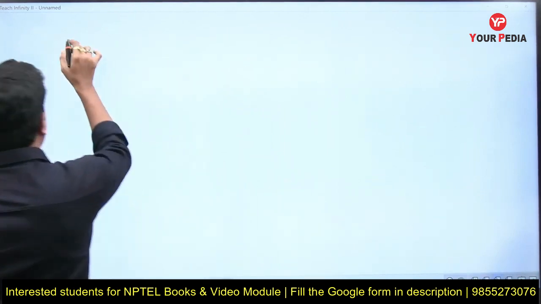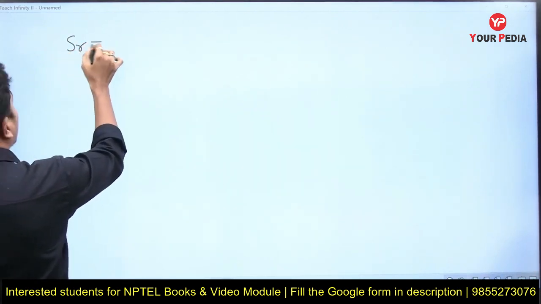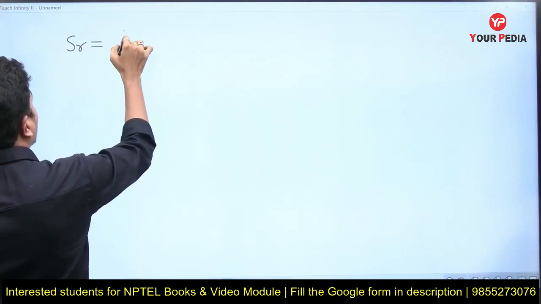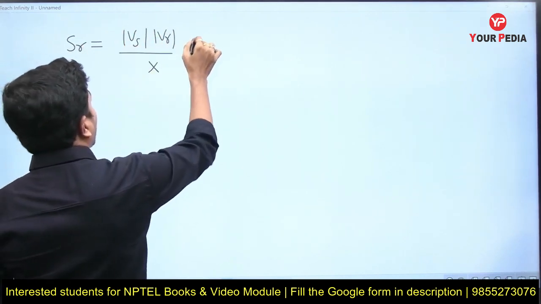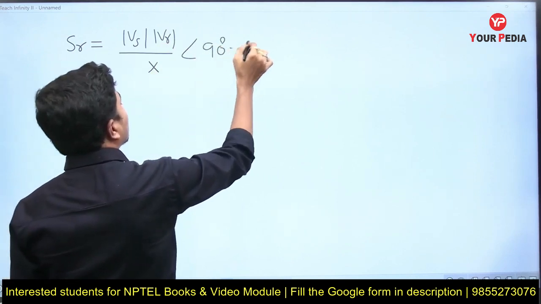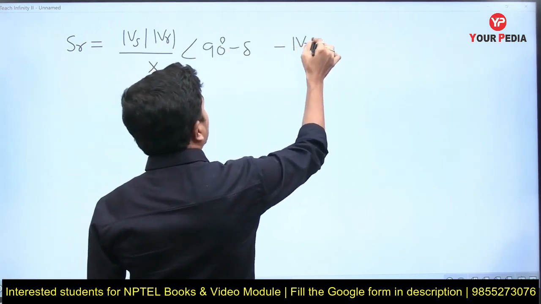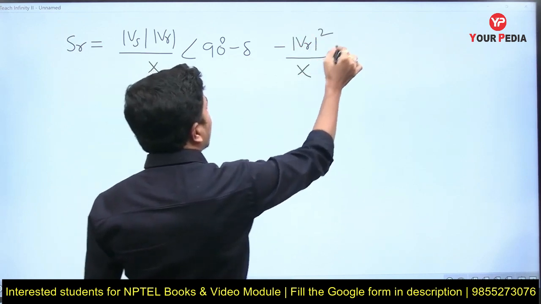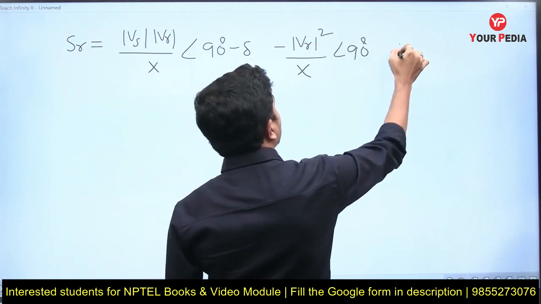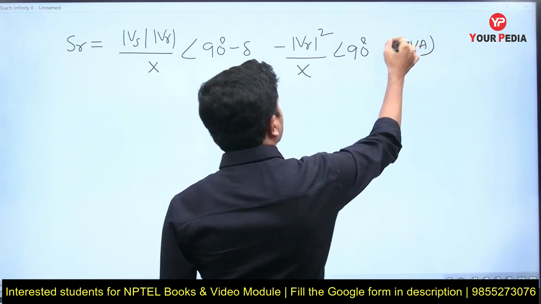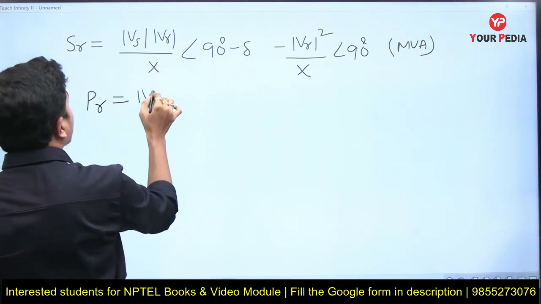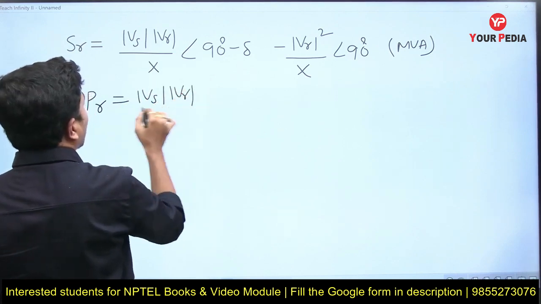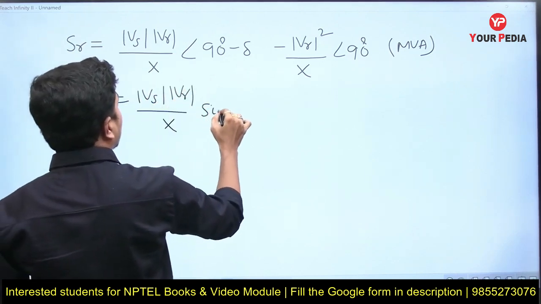See, from these I'll tell you a few points. SR is equal to the equation we got: mod VS mod VR by X at an angle of 90 minus delta, minus mod VR square by X at an angle of 90, in MVA. So if you apply cos, you are going to get PR. We got PR as mod VS mod VR by X into sin delta, in megawatts.